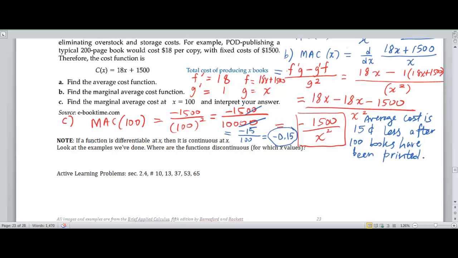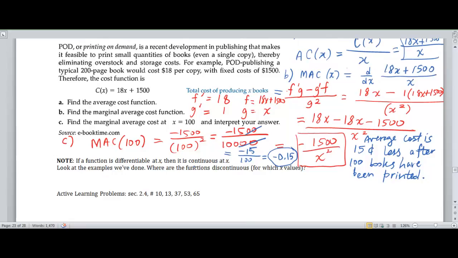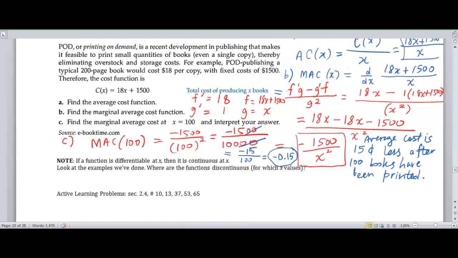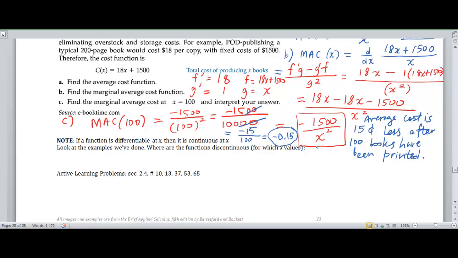Now, if a function is differentiable at x, then it is continuous at x. So look at the examples we've done. Where are the functions discontinuous? For which x values? Let's look at this printing on demand example. Here, x cannot equal 0. When you divide by 0, that doesn't work. Can x be negative? Mathematically it can be.